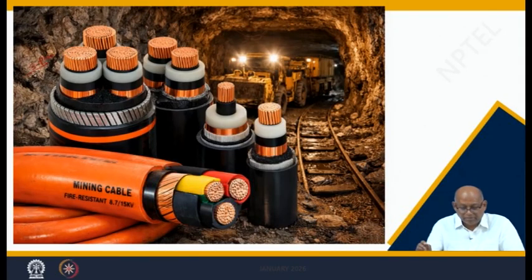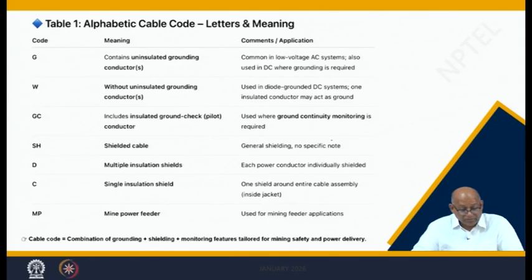So, these are mining cables, and these are some of the codes which we use to identify the mining cables. G contains uninsulated grounding conductors, common in low voltage AC systems, also used in DC. These are codes, simple codes. W means without uninsulated grounding, because there are so many varieties of cables used in mines. So, these codes are used.